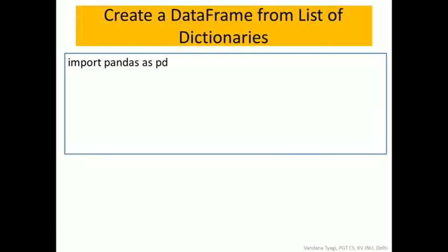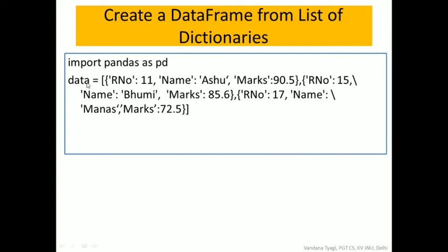Now creating a data frame from a list of dictionaries. So this is a list. Inside this I am creating one dictionary having roll number 11, name Ashu, marks 90.5. Another dictionary, roll number 15, name Bhumi, marks 85.6. One more dictionary, roll number 17, name Manas and marks 72.5. So this is my list of dictionaries.